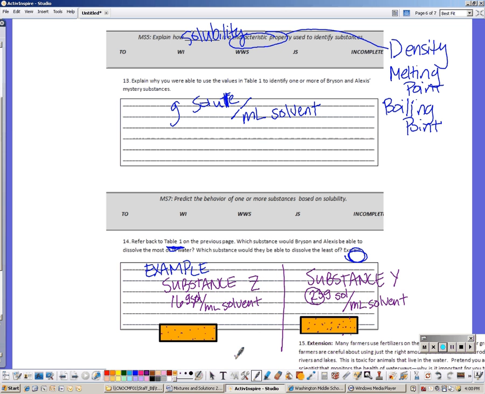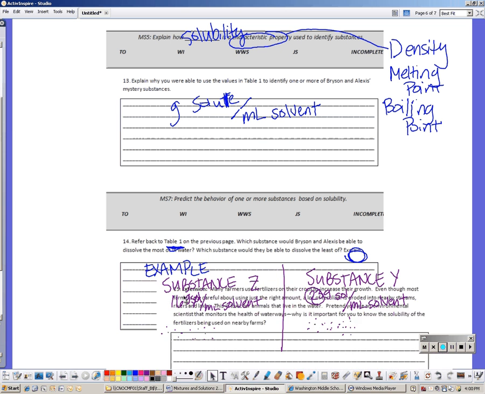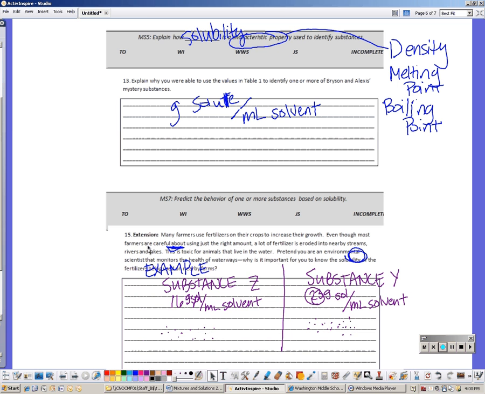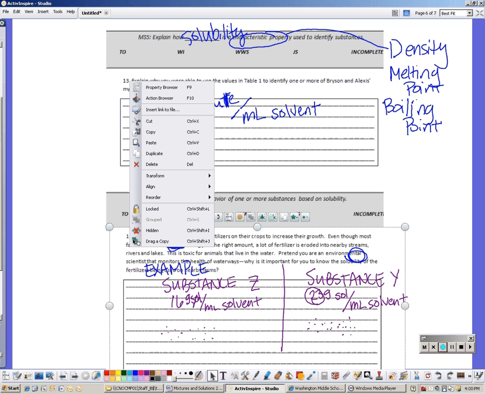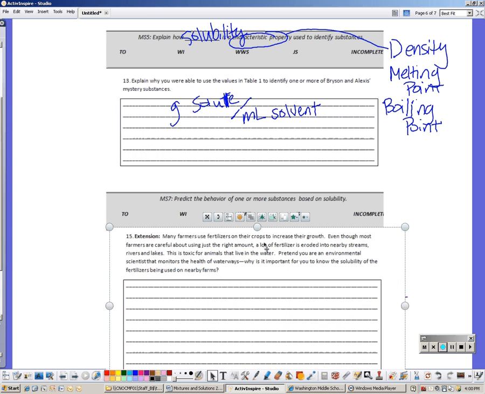For the extension on this question, again, I won't go over this too much just because it was one of your homework questions, but what I will tell you is that people that answered this question a lot of times just talked about how we need to protect the animals, we need to protect the water. But what I want you to really emphasize was why it's important to know the solubility of fertilizers that farmers put on their crops, and why that particular property is helpful to know for us.